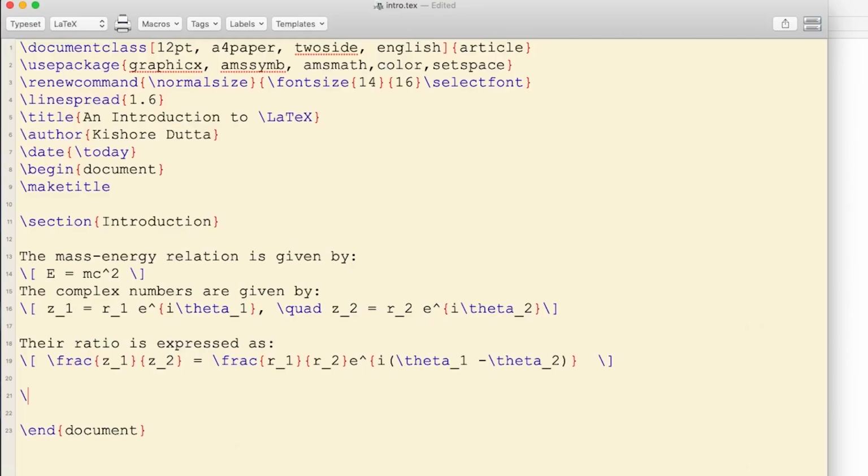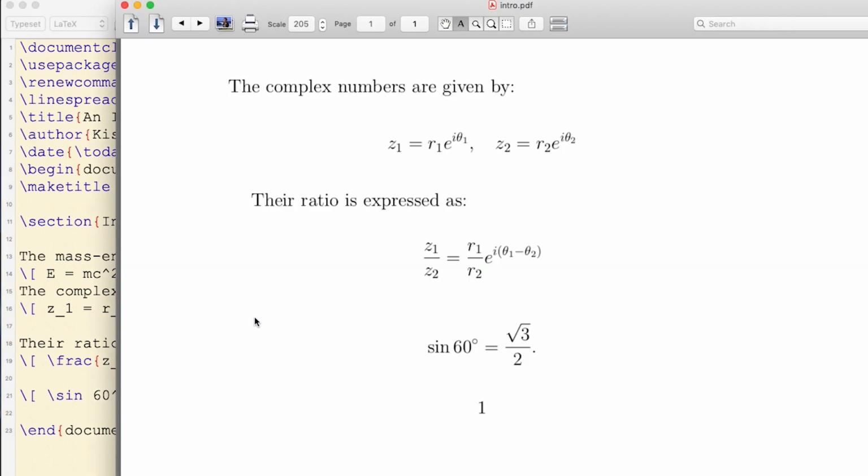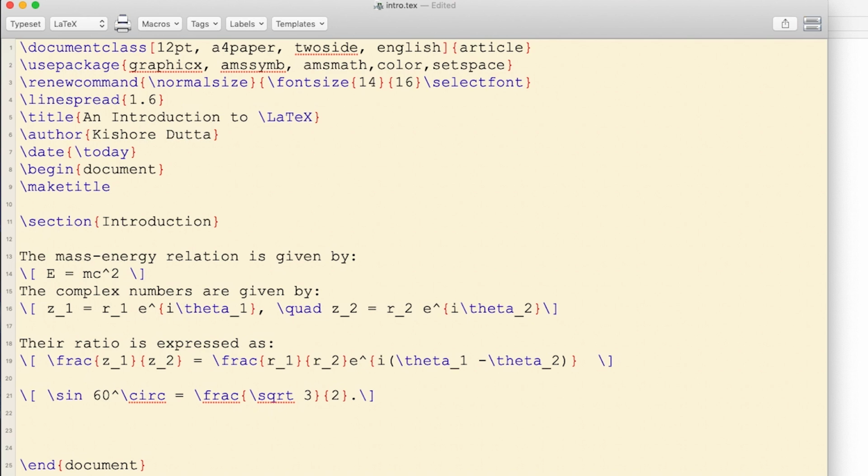Let's continue with \sin 60^\circ = \frac{\sqrt{3}}{2}. So this produces sine 60 degree equal to root 3 by 2. So for square root we are using \sqrt, and for the degree symbol \circ, and trigonometric functions are written as \sin, \cos, \tan, etc.